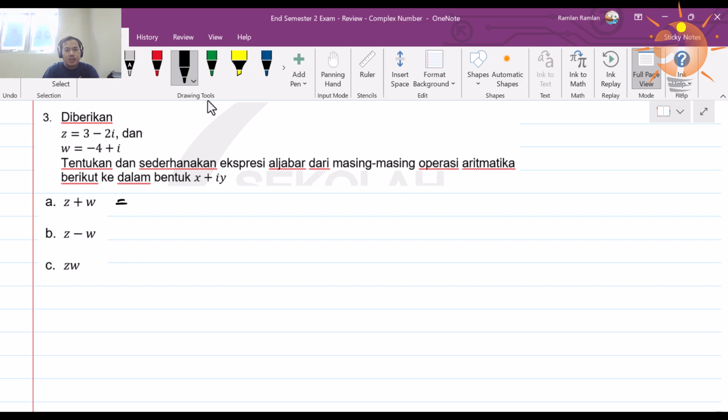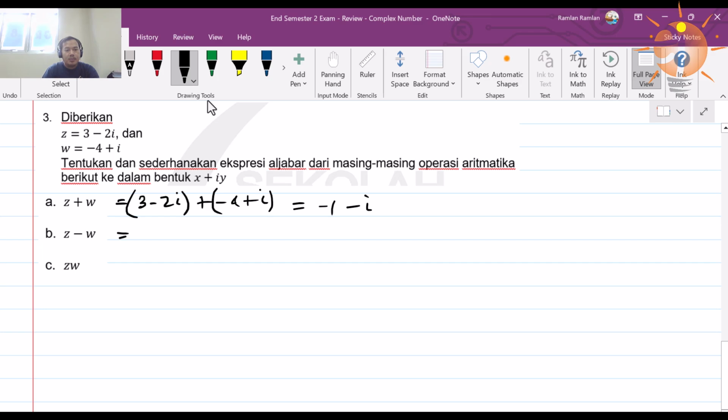So for example, z is 3 minus 2i, and w is added, so it's plus negative 4 plus i. I suggest that you put brackets on it. But if it's just addition, you don't really need to do that. But if it's subtraction, you do. For the sake of educational purposes, I'm going to put the bracket so you can actually move that. And then 3 plus negative 4 will be just negative 1. And then negative 2i plus i will be just negative 1i. That's it. Pretty simple, right?